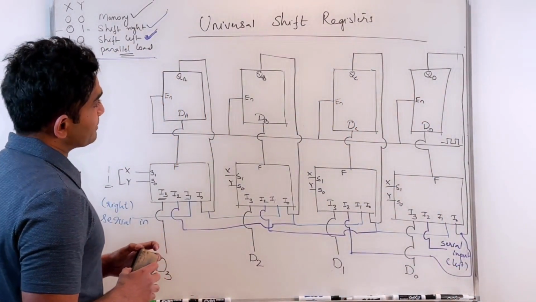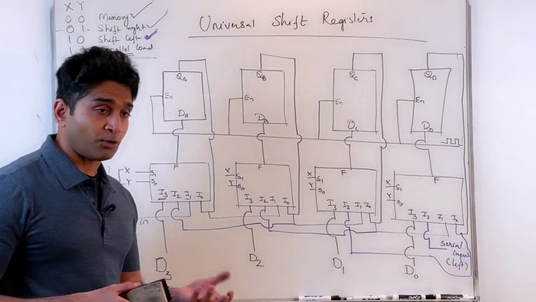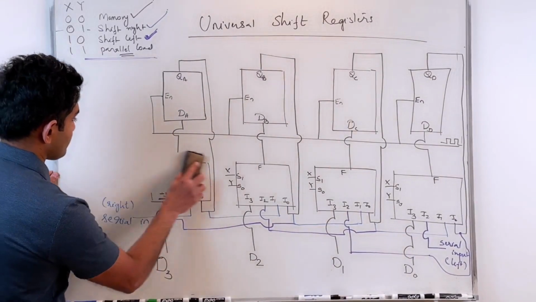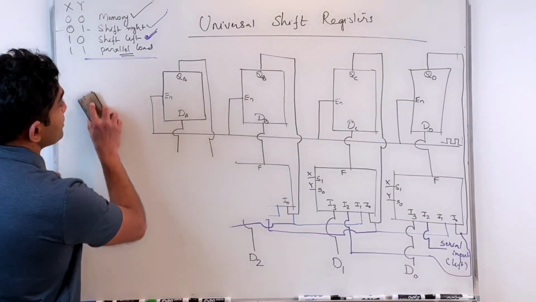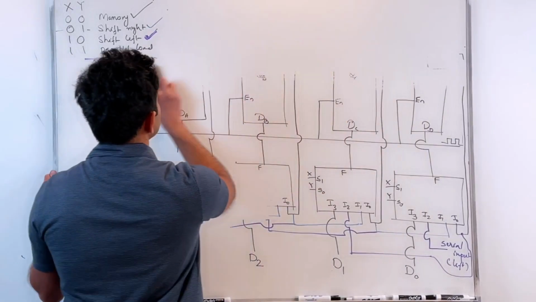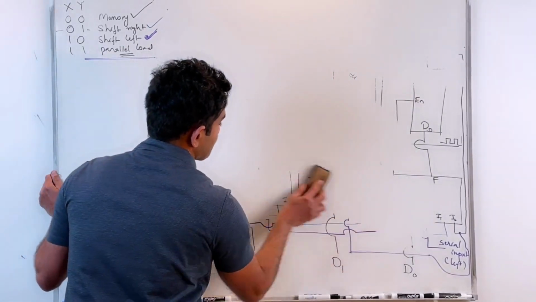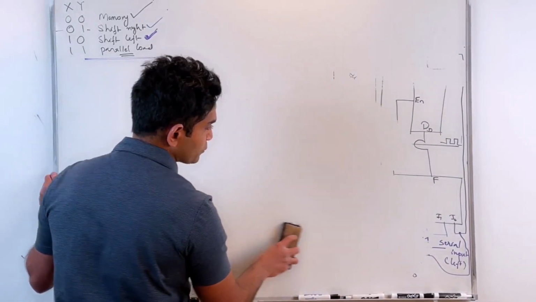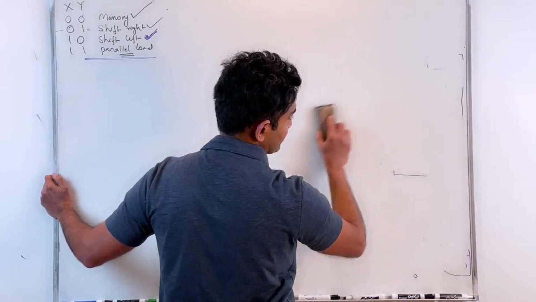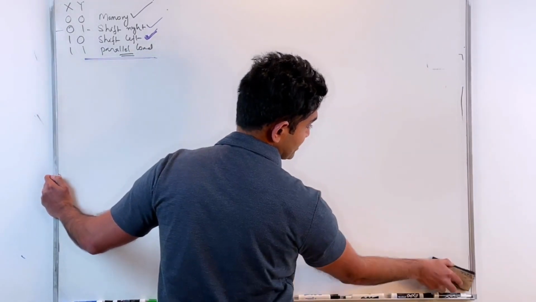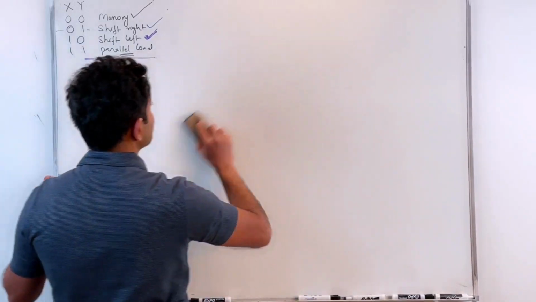All right, so that's good. Let's look at some other examples of flip-flops. That was your universal shift register. Now let's get back to the triggering ones, the triggering mechanism. That's a very important concept, and that's something that you should really get.